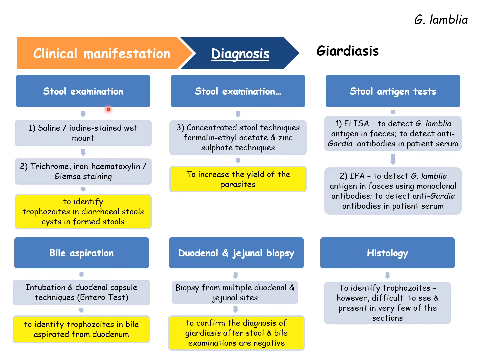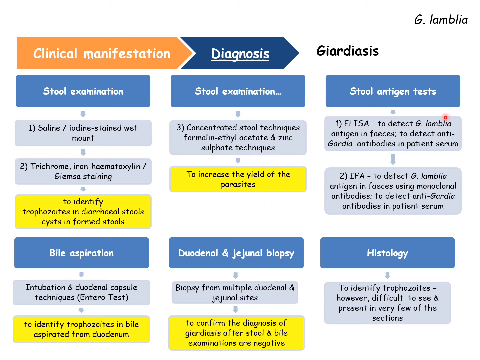The routine diagnosis of giardiasis involves the examination of the stool. So the routine method includes microscopic examination. We can perform saline or iodine stained wet mount to examine the presence of the trophozoites. In case we want to see clearly the inner structure of the trophozoites, we can perform special stain like trichrome, iron hematoxylin, or Giemsa stain. If the count of the cysts or trophozoites is too low or not found, we can perform stool concentration techniques to increase the yield of the parasites.